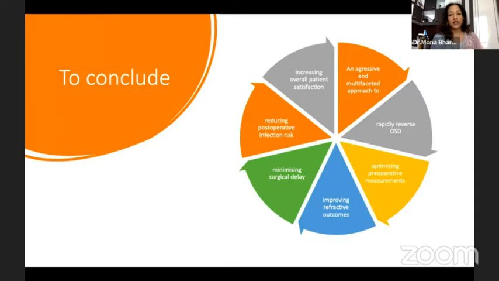So to conclude, an aggressive and multifaceted approach to rapidly reverse OSD, thereby optimizing pre-op measurements, improving refractive outcomes, minimizing surgical delay, reducing post-op risk of infection, and thereby increasing overall patient satisfaction should be the target in all premium IOL candidates, which have a high chance of achieving a youthful form of vision. Thank you.